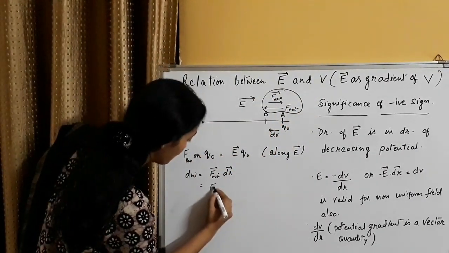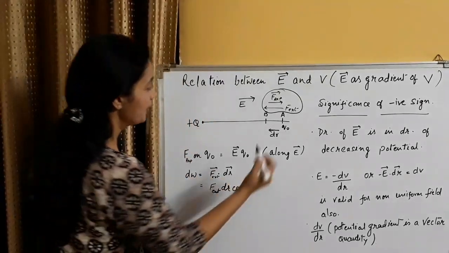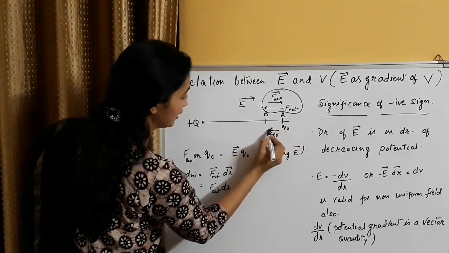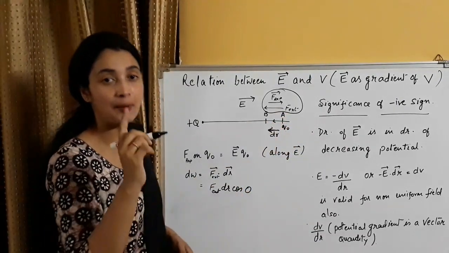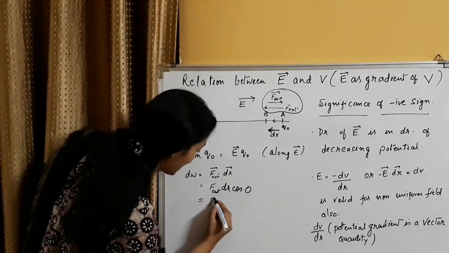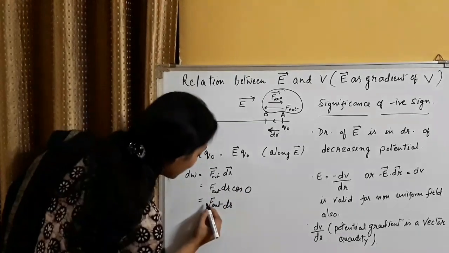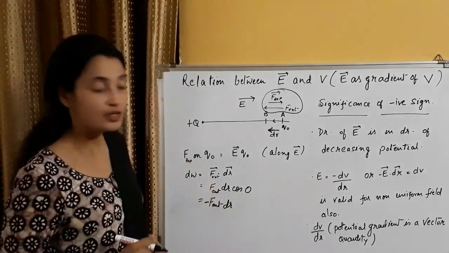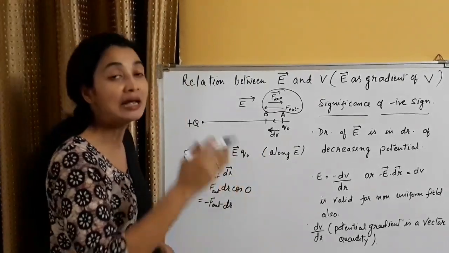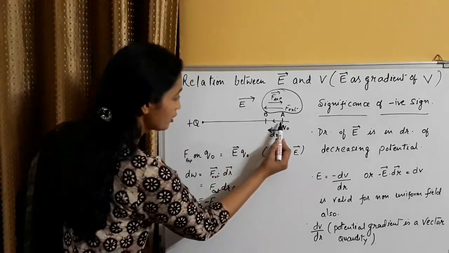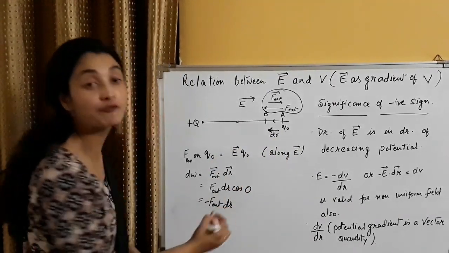Here I get F external dr cos 0. Why? Because external force and dr vector, the direction in which we are moving, they both are in the same direction, they are parallel, angle between them is 0. So we get F external into dr, cos theta is cos 0. But I get a negative sign here. Why is this so? Because you can obviously see dr is decreasing, means final value of r is less than initial value of r. You are moving in the direction of decreasing r. So dr being negative, you get minus F external dr.